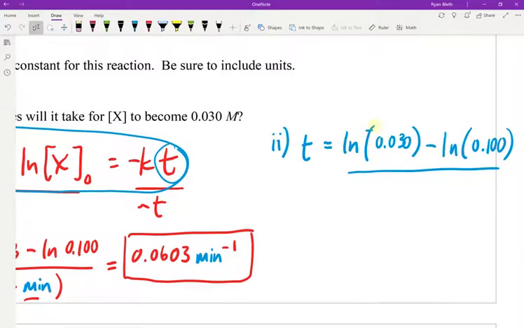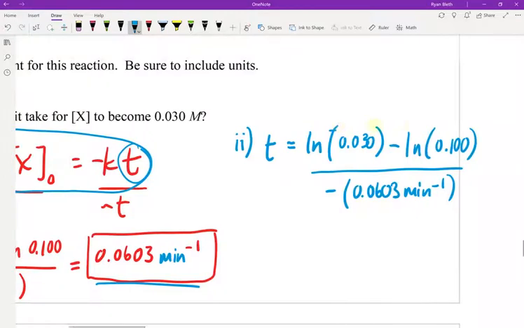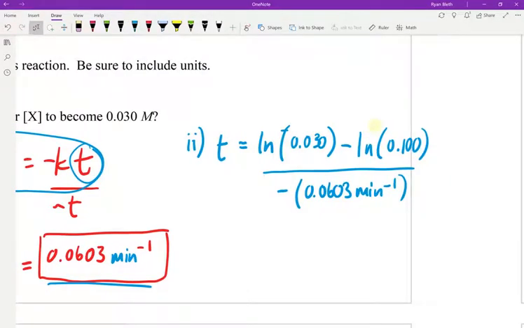So negative 0.0603 minutes to the negative 1. That was my k value from the last part of my work here. And so that value, if I punch all that in my calculator, should give me the time that is required to reach that concentration. So I'll punch that in my calculator, and I get an answer. If I round it off to 2 significant figures, and I'm using 2 because this 0.030 has 2 sig figs, I get 20 minutes.